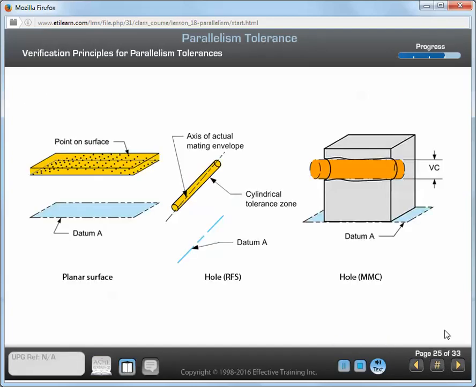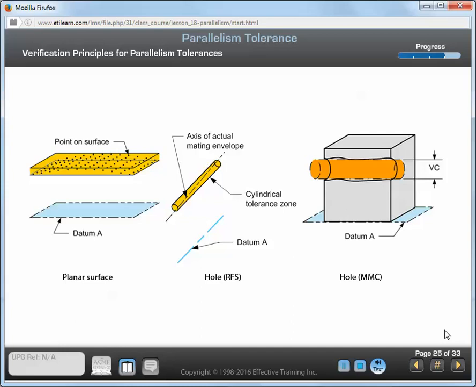This part of the course contains a simplified explanation of verification principles and methods that can be used to inspect a parallelism tolerance applied to a planar surface, a cylindrical feature of size RFS, and a cylindrical feature of size MMC. When parallelism is applied to a planar surface, the deviation is measured by finding the distance between two planes that are parallel to the datum and within which all points of the surface are located.